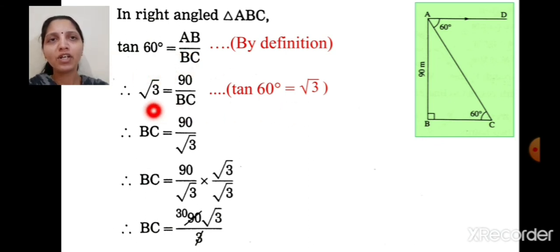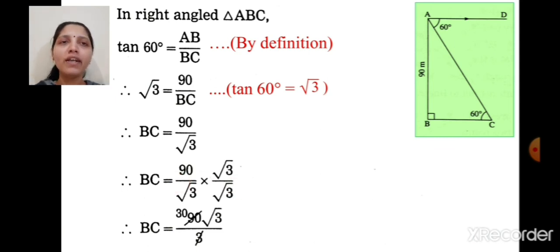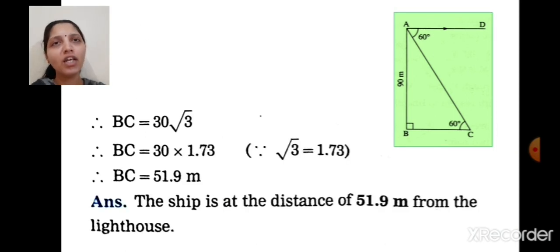So let's substitute here. Root 3 is equal to AB, which is known to us, that is 90, upon BC. Therefore BC is equal to 90 upon root 3. Now we have to remove this root 3 from the denominator, so we multiply numerator and denominator by root 3. So BC is equal to 90 upon root 3 into root 3 upon root 3. So you will get BC is equal to 90 root 3 upon 3. If you divide this, 3 ones are 3, 3 thirties are 90. So you will get BC is equal to 30 root 3.